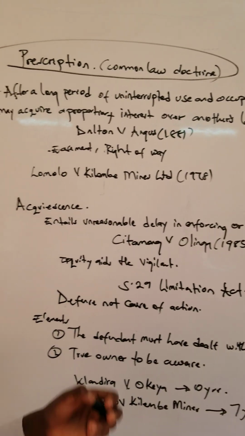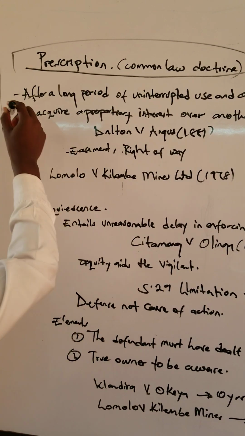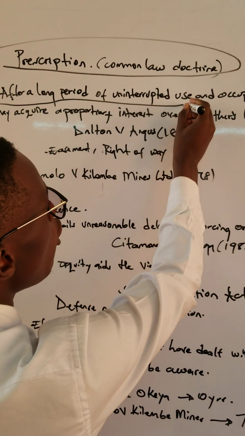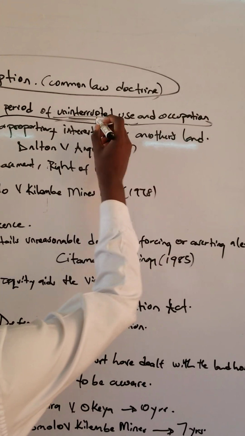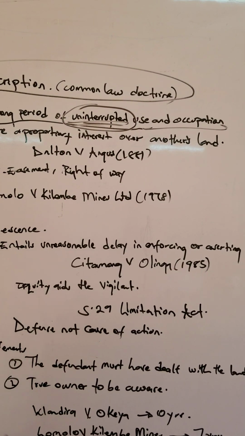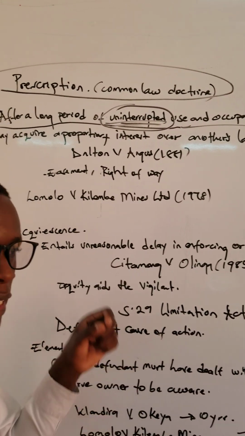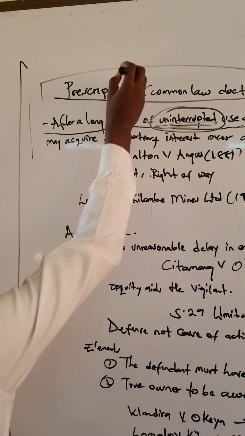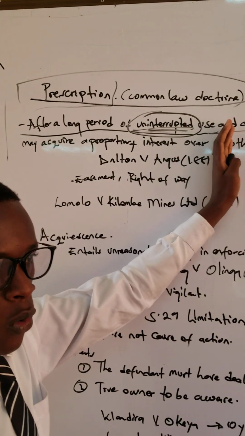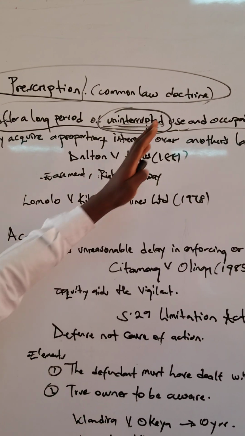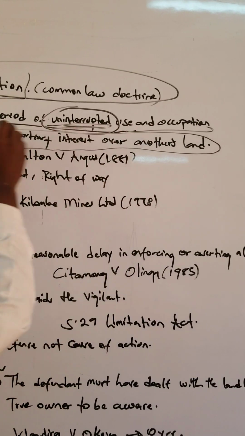What you have to bear in mind, it is a common law doctrine. And the prescription basically comes in a way that after someone uses land for a long period of uninterrupted use, this word is key, uninterrupted use and occupation. However much you use a particular piece of land for a long period of time, if you were interrupted at a certain moment, it doesn't amount to a prescription. But if you use that piece of land uninterrupted, or you have occupied it without being interrupted, basically there you may acquire a prescriptive interest over another one's land.